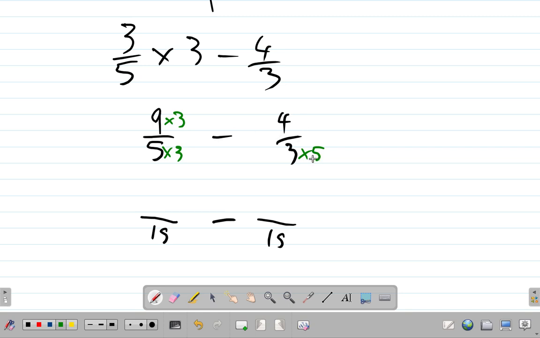Here, if you multiply the denominator by 5, you must multiply the numerator by 5 as well. So up here you have 9 3s, 27. So it's 27 divided by 15 minus 4 5s, 20. So you have 20 divided by 15. Alright? Now 27 minus 20. What is that? It's going to be 7. So you have 7/15.